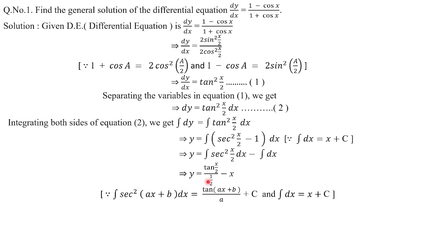So here the integration part is over on both sides. Now we have to simplify the terms. In the RHS, in the denominator 1 by 2 is there, we can write it as y is equal to 2 tan x by 2 minus x plus c. Simplification of the terms is also over, and this is the last step.